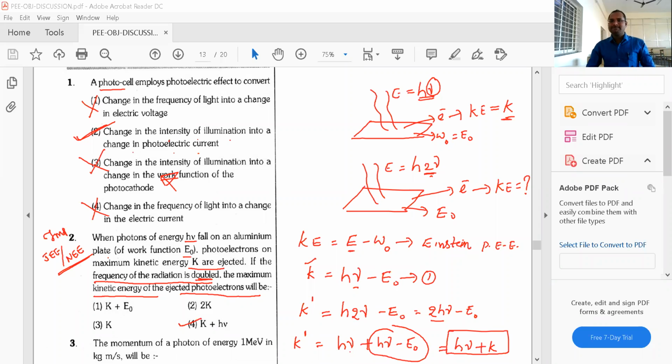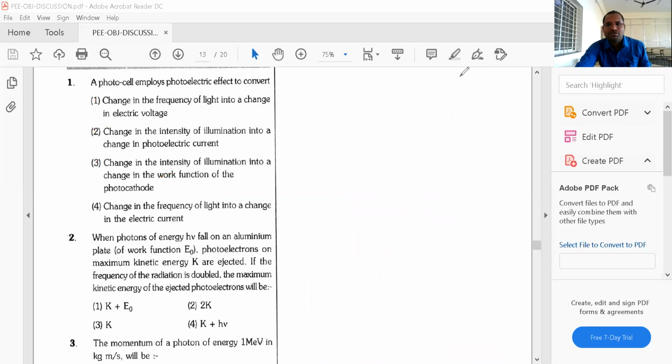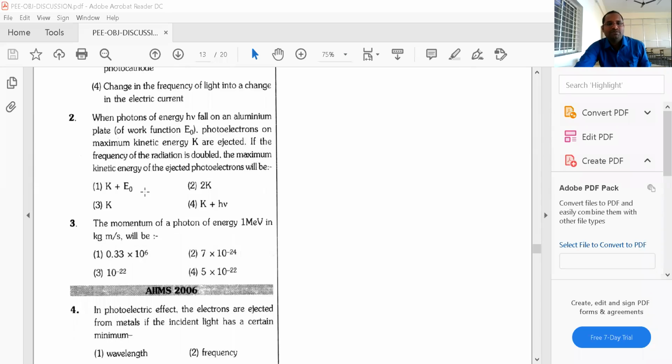Got it, students? How to do this type of problems? Clear? Important questions. So many questions will repeat like this. You can check them. So the second question is over. Next, we'll go to question number 3.